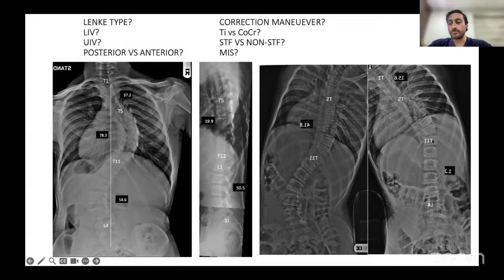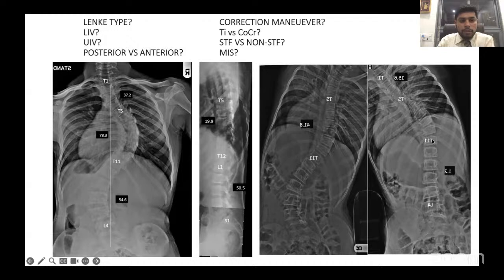T3 would be it because it is in the line of the CSVL, and probably the planning for the entire surgery would be centralization of both the curves because it's a huge S-shaped curve. So we'll do T3 to L4, because just fixing the proximal thoracic curve will be a huge risk even if it's a 1C curve with such huge angles.